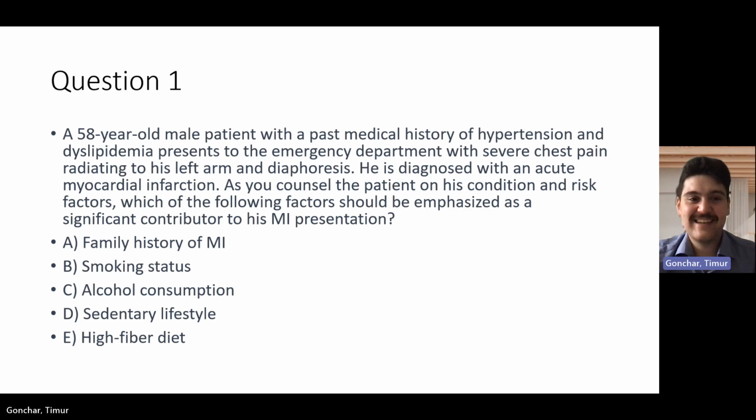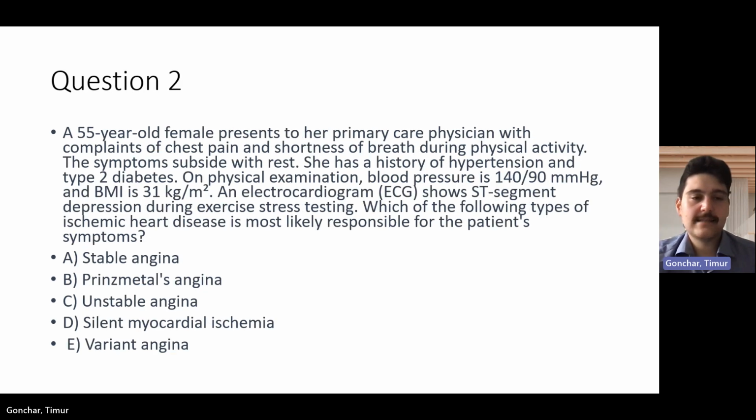It's the most important cardiovascular risk. I cannot stress it enough. It's not alcohol consumption. It's not sedentary lifestyle. High fiber diet is actually quite okay. A familial history of MI is important, but not as important as smoking cessation. Now let's continue with the next question.